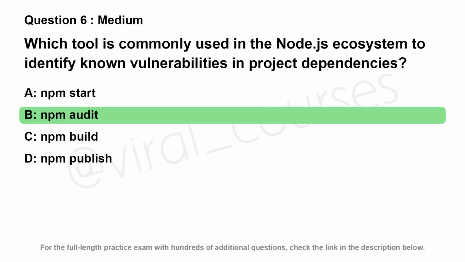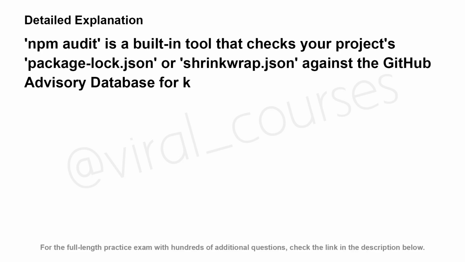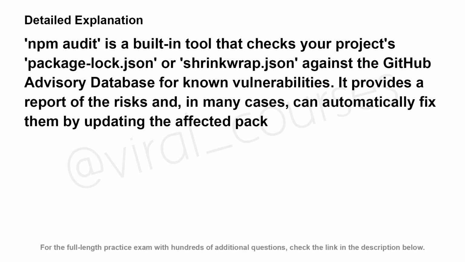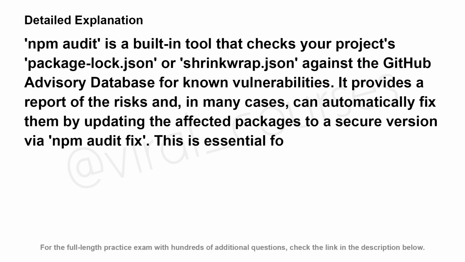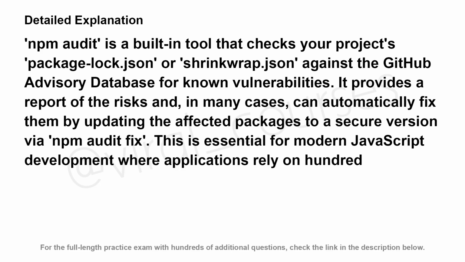The correct answer is B. npm audit is a built-in tool that checks your project's package-lock.json or npm-shrinkwrap.json against the GitHub advisory database for known vulnerabilities. It provides a report of the risks and, in many cases, can automatically fix them by updating the affected packages to a secure version via npm audit fix. This is essential for modern JavaScript development where applications rely on hundreds of third-party libraries.